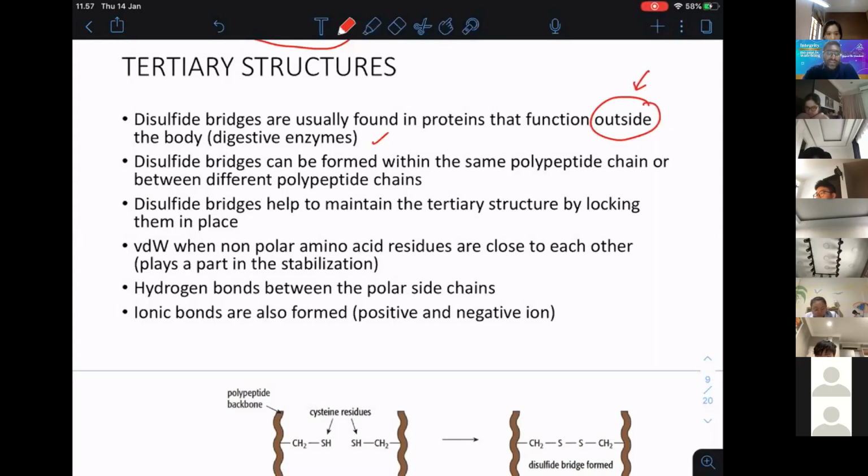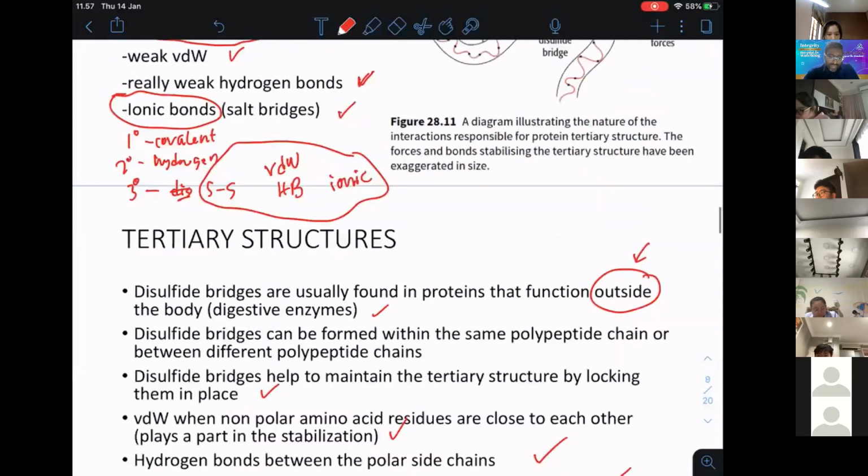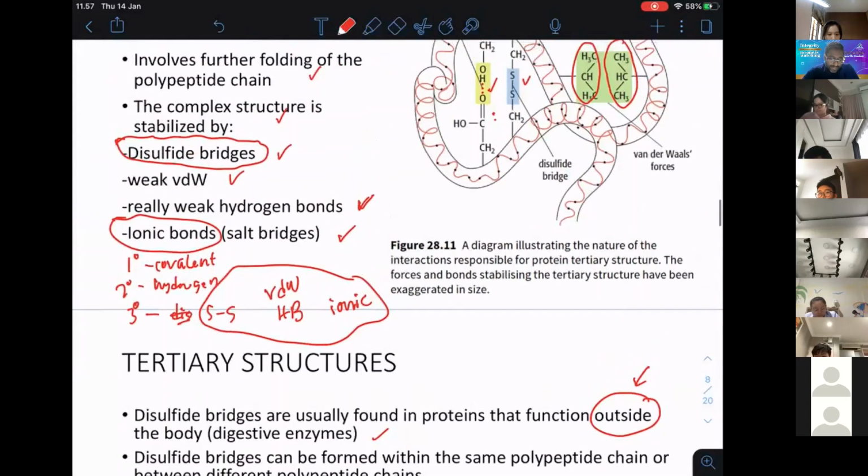So disulfide bridges can be formed within the same polypeptide chain or between different polypeptide chains. They help to maintain the tertiary structure by locking them in place. Van der Waals forces is when non-polar amino acids are close to each other. It plays a role in stabilization. Hydrogen bond between polar side chains. Ionic bonds are also formed between positive and negative ions. So basically, just to recap all of this that I mentioned just now.